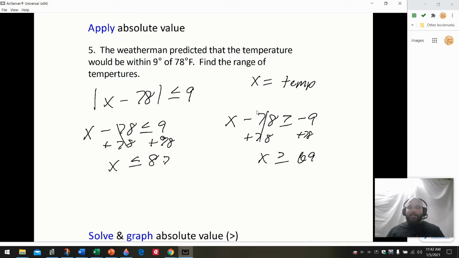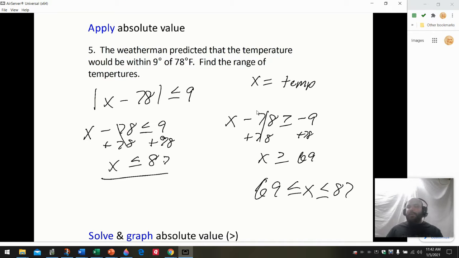And when I take this x is greater than or equal to 69 and I flip it around, I get 69 is less than or equal to x. But then this says x is less than or equal to 87. And you can see what I end up with is another compound inequality. This is an and inequality. And you can see that x is going to be sandwiched in between the two numbers 69 and 87. Therefore, the temperature range for that day can be anywhere from 69 degrees all the way up to 87 degrees.